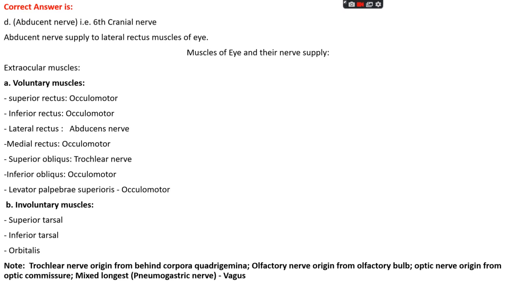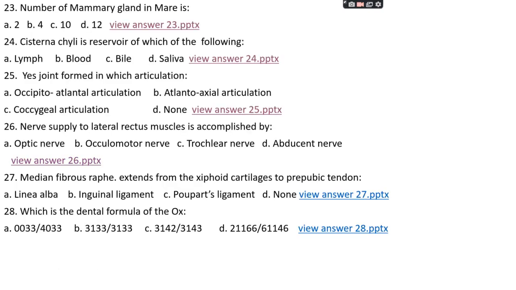There's a note that the trochlear nerve actually originates from behind the corpora quadrigemina of the brain. The olfactory nerve originates from the olfactory bulb. The optic nerve originates from the optic chiasma, and the mixed longest nerve is the vagus nerve, which is also known as the pneumogastric nerve.